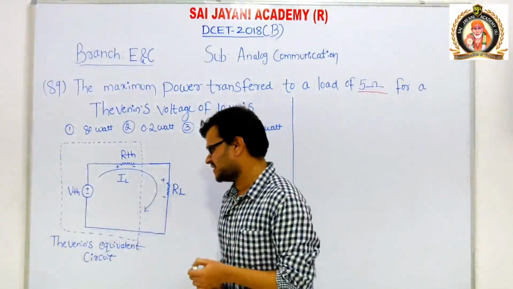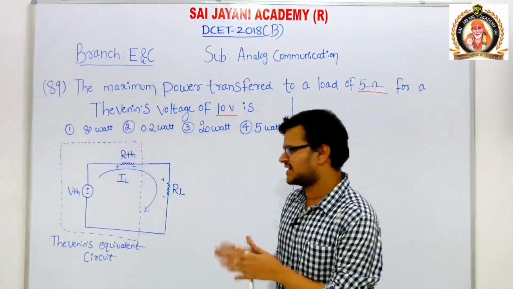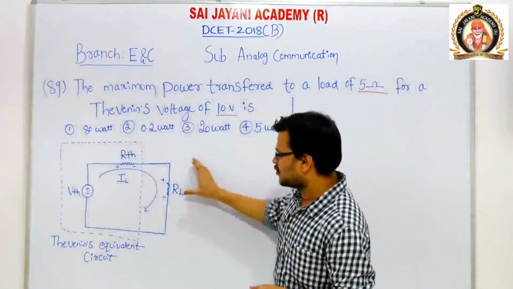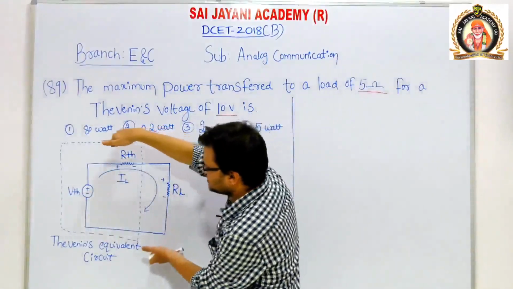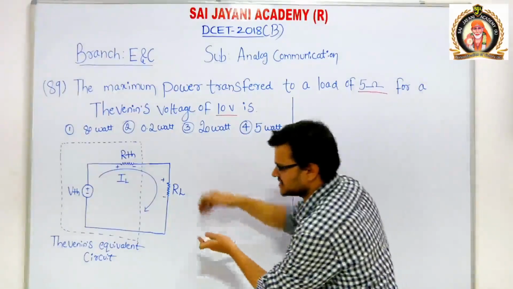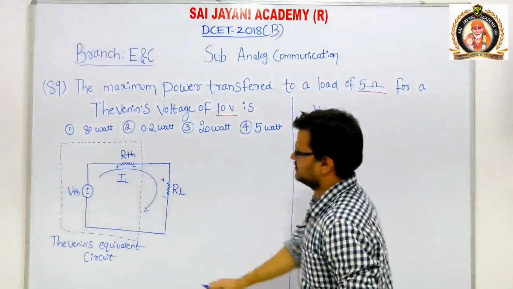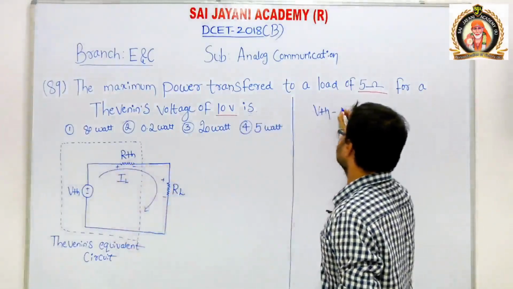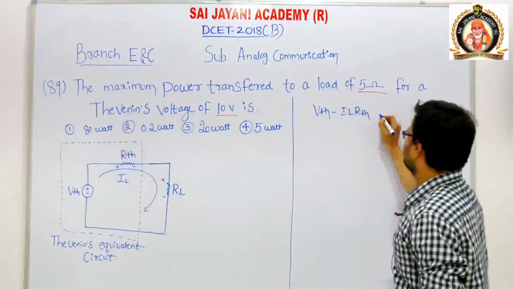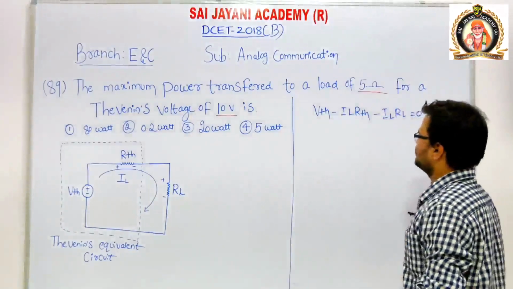Consider the circuit. Here they are giving a Thevenin's equivalent circuit. The Thevenin's equivalent circuit is a combination of VTh and RTh, and the load resistance is connected across this Thevenin's equivalent circuit. If you apply KVL to this circuit, you can get VTh minus IL into RTh minus IL into RL is equal to 0.